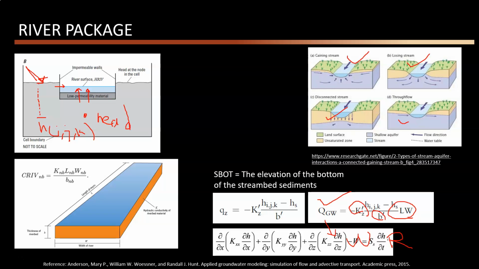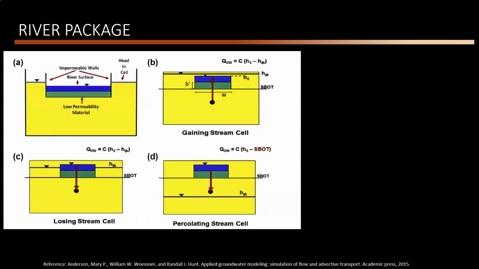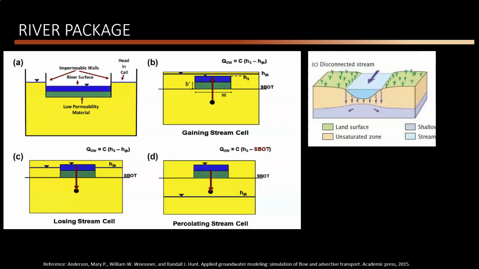In the next slide, I'm going to show you how this river package can take care of this specific disconnected stream form. In the disconnected river, technically, if this is our groundwater cell, the head at the cell is way below the bottom of the riverbed. The bottom of the riverbed is a number which is given by the modeler. So the model can compare, and if the head is below the bottom, then it assumes that the system is disconnected. The disconnected system is pretty much like an example problem that we had in the homework.